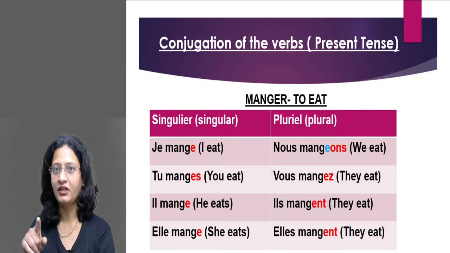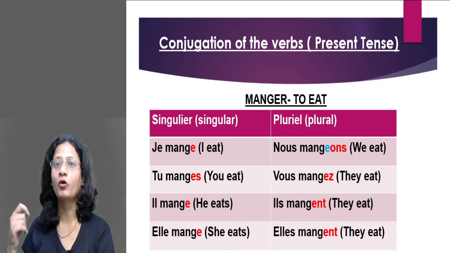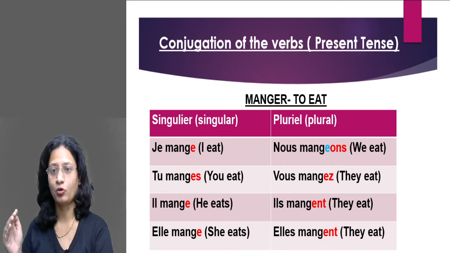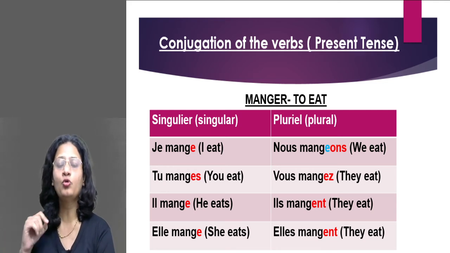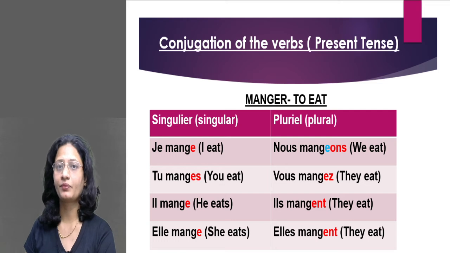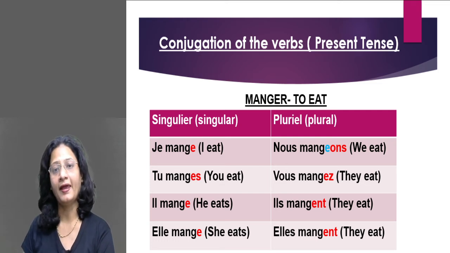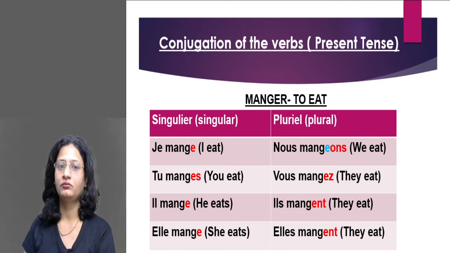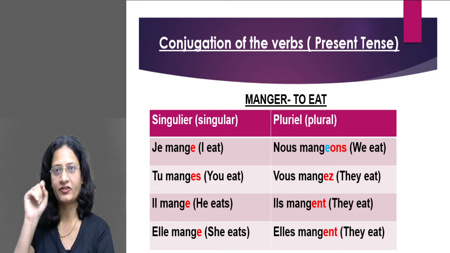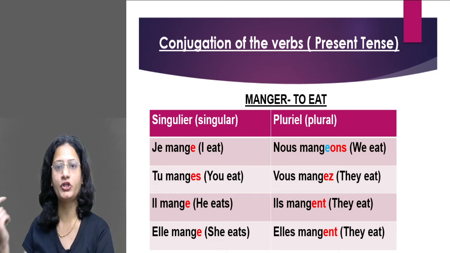If we remove the e, the pronunciation will be nous mangons, but we want the pronunciation as mangeons, so we add an e here. So nous mangeons, vous mangez, il mange, elle mange. All the conjugations are the same except nous. Nous we have an extra e there, so nous mangeons.